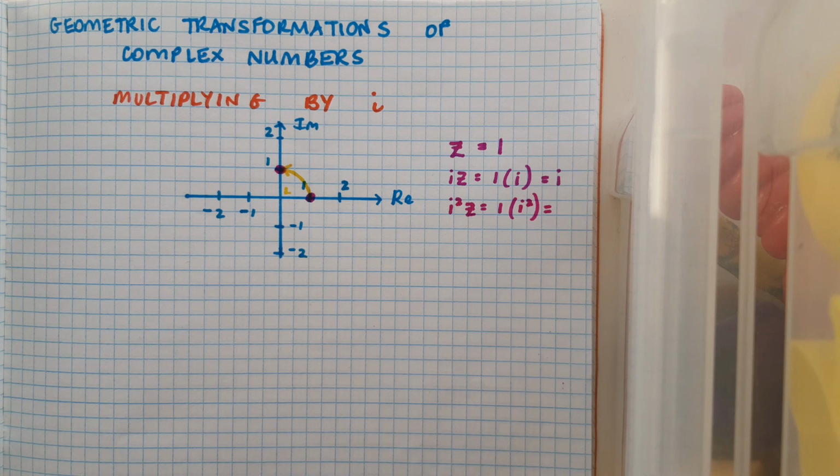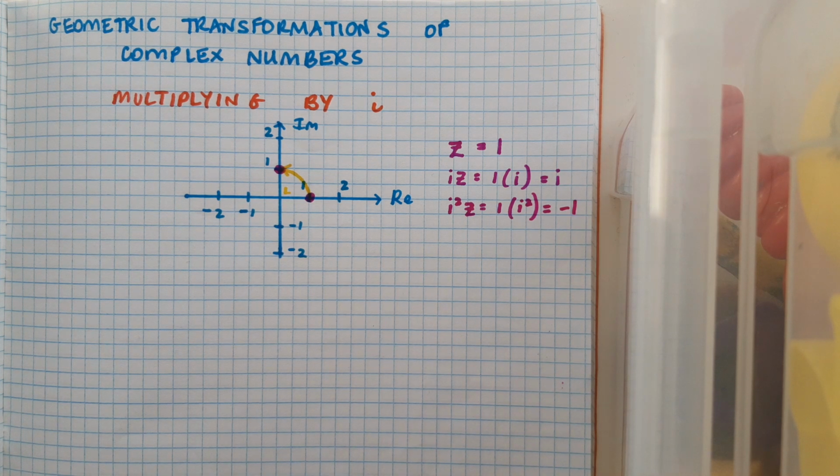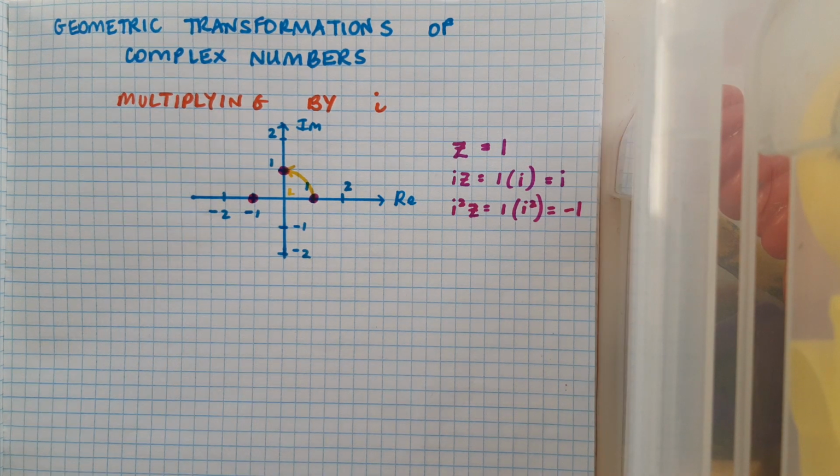So this time z again is 1 and I'm multiplying by i squared, and of course I know that i squared is minus 1. So i squared times z is just minus 1. So that brings me back to the real axis again. And again, I've completed another 90-degree rotation from my previous position.